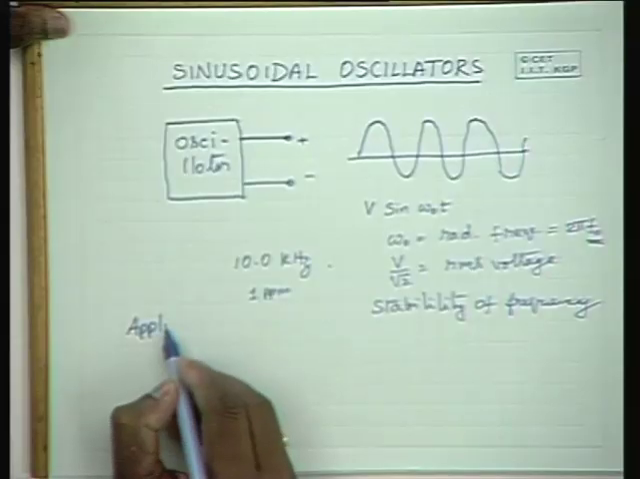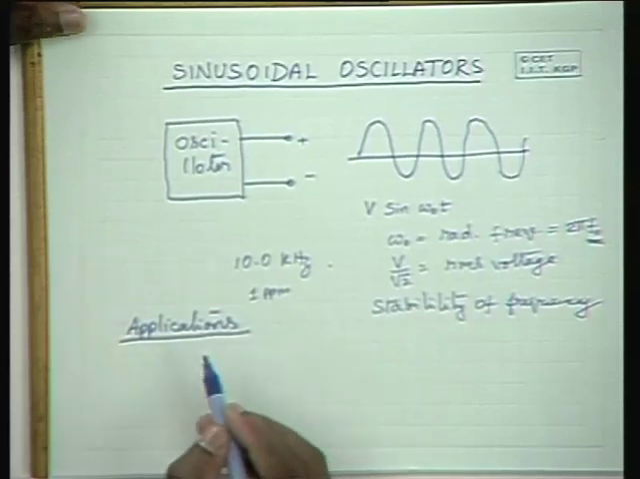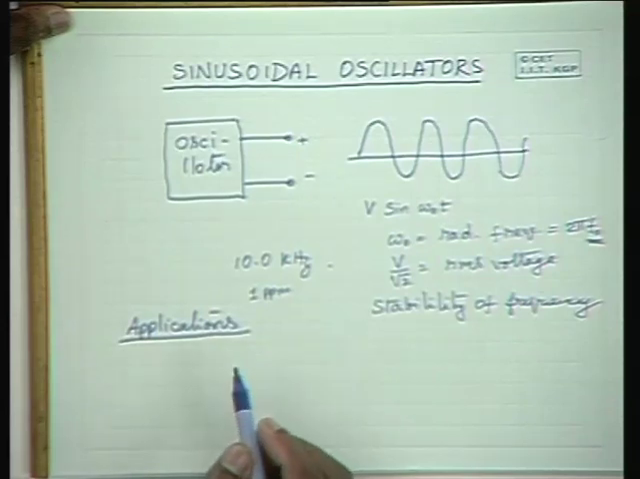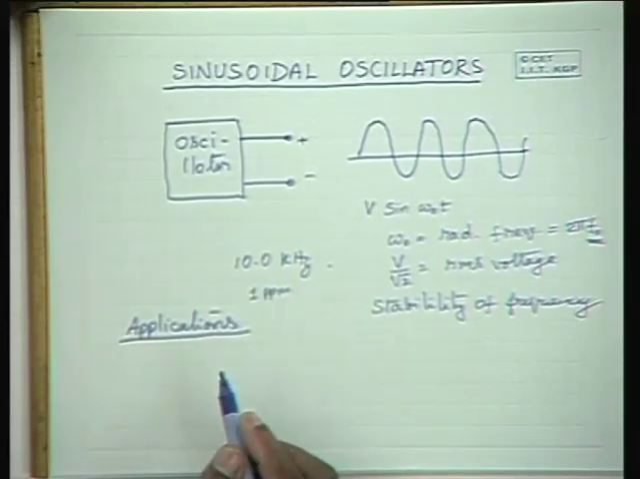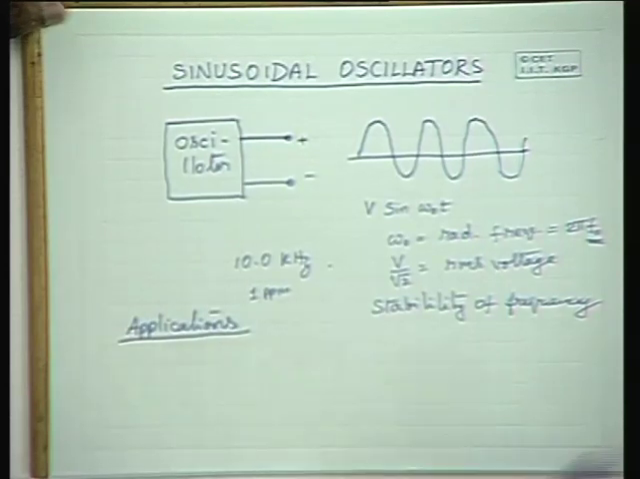And oscillators are applied in various fields. Many electronic circuits use oscillators, counters use oscillators, timers use oscillators. Your power supply is an oscillating waveform to reduce the losses, and for communication modulation purposes we use oscillators, and in various other circuits also we use oscillators.